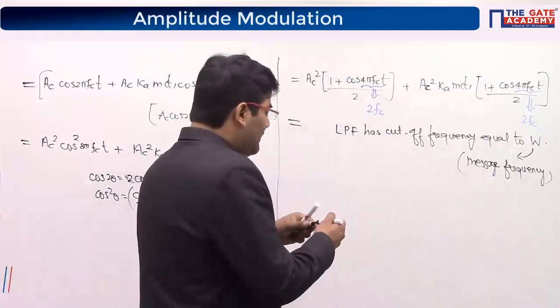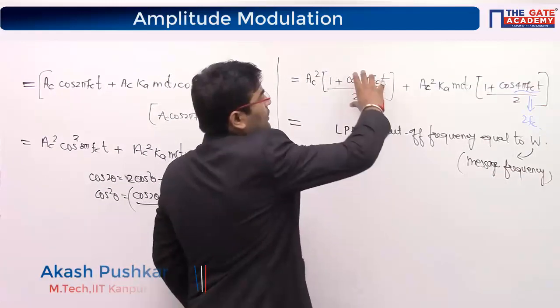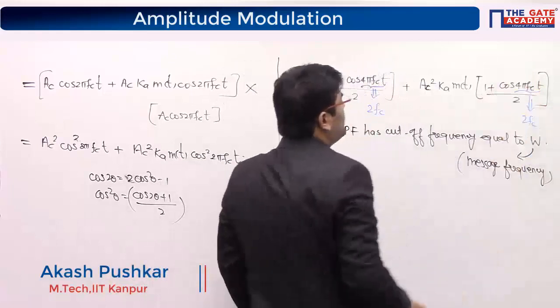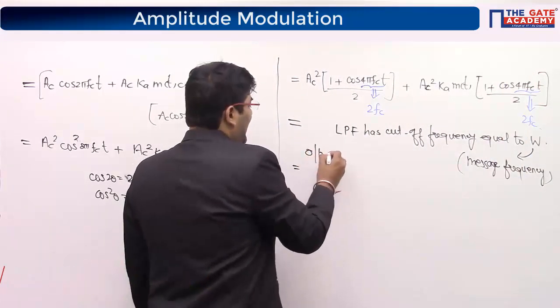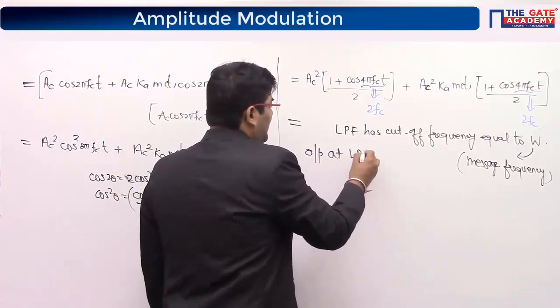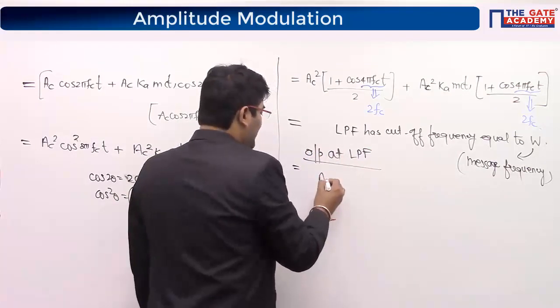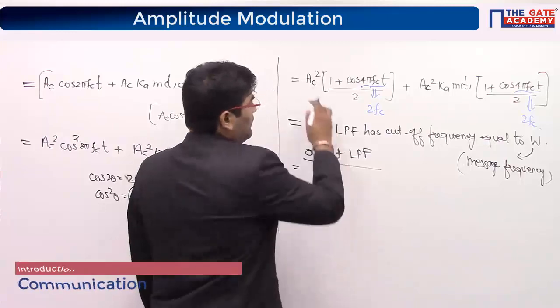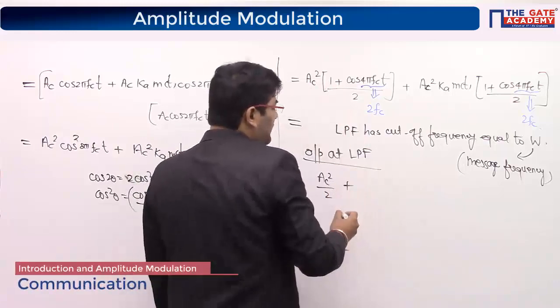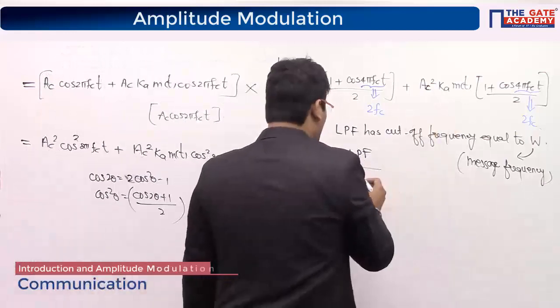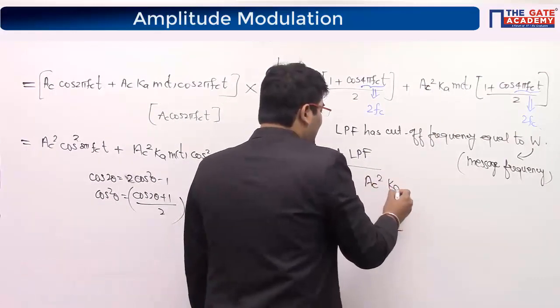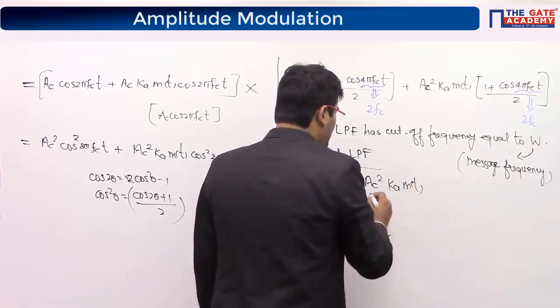So do you think that you will get this term? I don't think so. Do you think you will get this term? No. So actually, you will get what? You will get the output at the low pass filter equal to Ac square by 2. There's no problem because the DC term has frequency 0, it will pass, and you will also get Ac square K m(t) by 2.